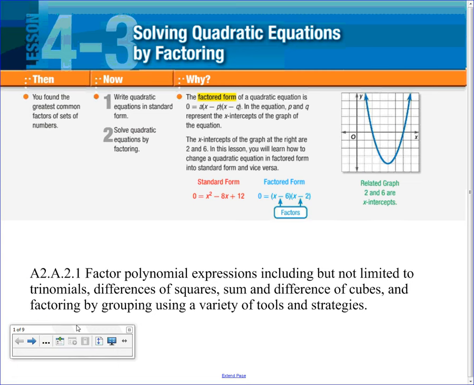Okay, today we're looking at lesson 4.3b. We're solving quadratic equations by factoring. Today we are going to start objective number 2, solve quadratic equations by factoring. This all ties in with our objective A2.